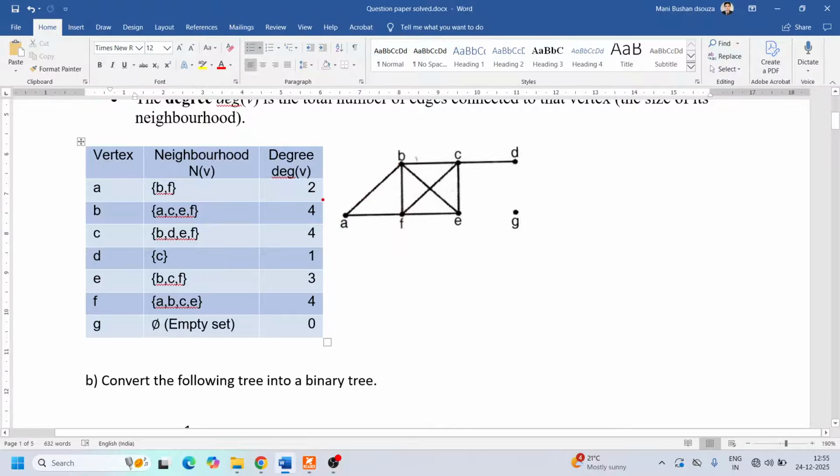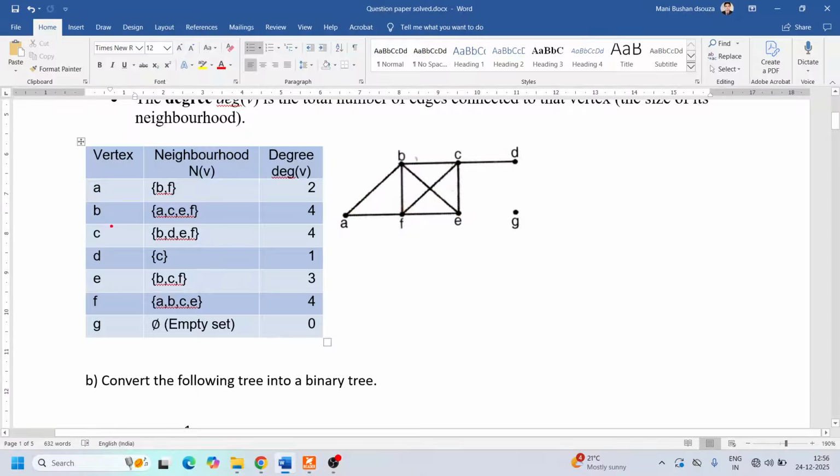So let us look at the vertex B now. If I take the vertex B here, B is connected to A, B is connected to C, B is connected to F, B is connected to E. So A, C, E, F will be the neighborhood. And how many edges are there? 1, 2, 3, 4. So altogether 4 edges will be there.